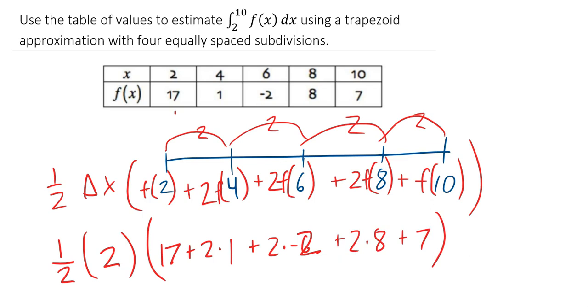The 1/2 and the 2 cancel out, and I'm left with 17 plus 2 minus 4 plus 16 plus 7. 17 and 2 is 19. If I take away 4, I'm down to 15, but then I add 16, and I'm at 31. Plus 7 makes 38.